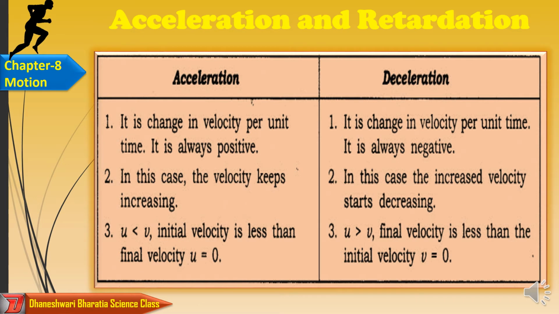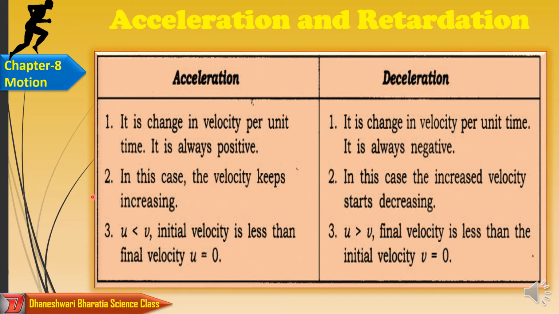Now here I have tried to show you the points of differences between acceleration and deceleration, that is retardation. This is one of the important differences. Okay, acceleration is change in velocity per unit time, it is always positive, whereas the deceleration, it is the change in velocity per unit time but it is always negative. Retardation हो रहा है, opposite to the direction of velocity.